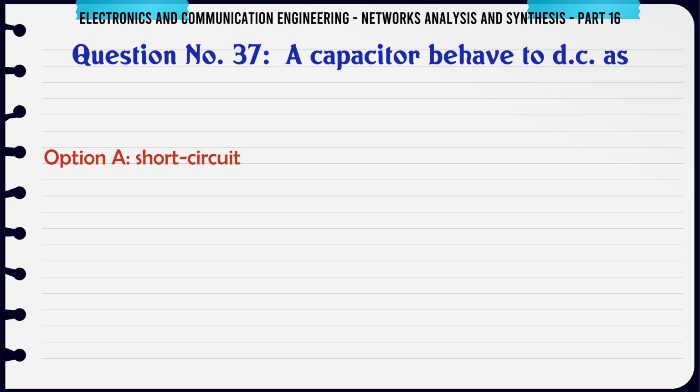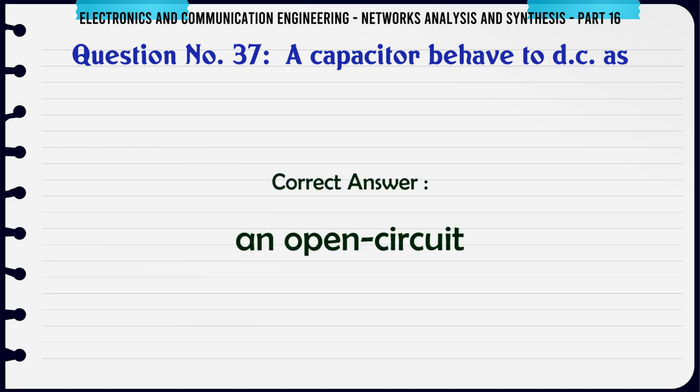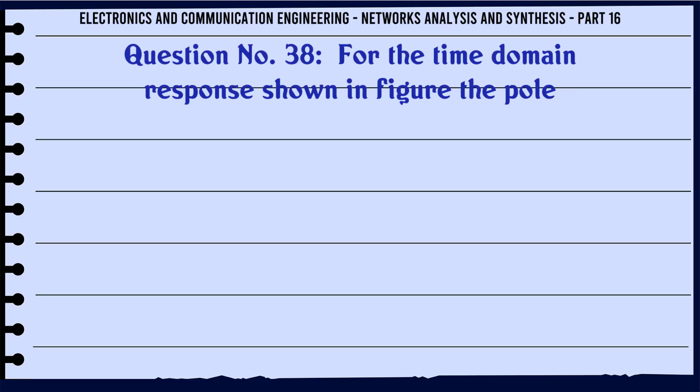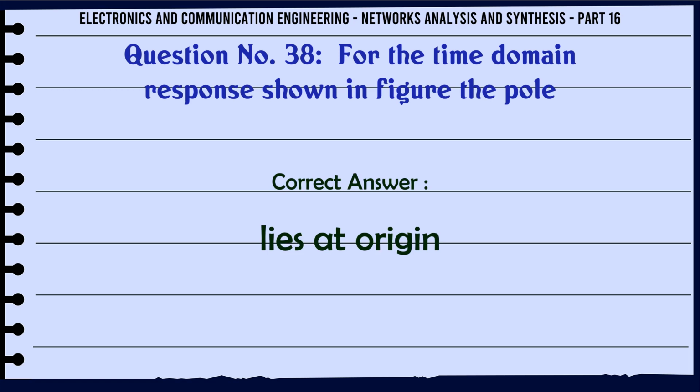A capacitor behaves to DC as: A. a short circuit, B. an open circuit, C. it behaves as to AC, D. none of these. The correct answer is an open circuit. For the time domain response shown in the figure, the pole: A. lies in the left half plane, B. lies in the right half plane, C. lies at the origin, D. may be complex or imaginary. The correct answer is lies at the origin.